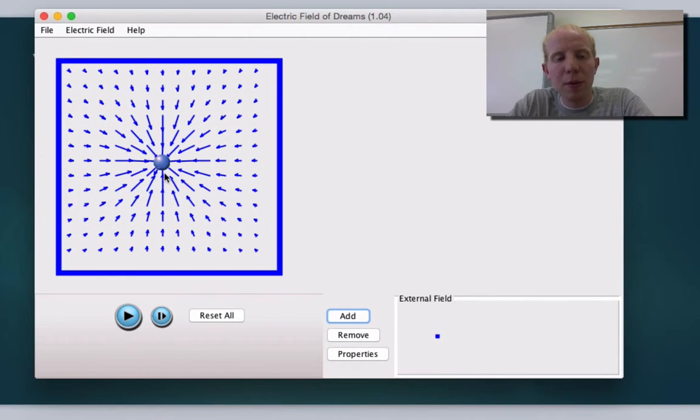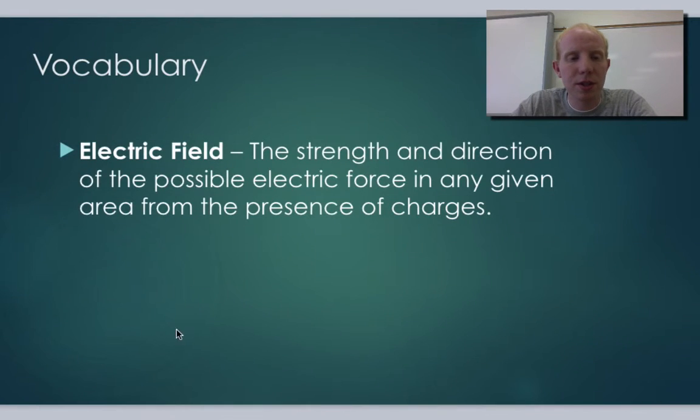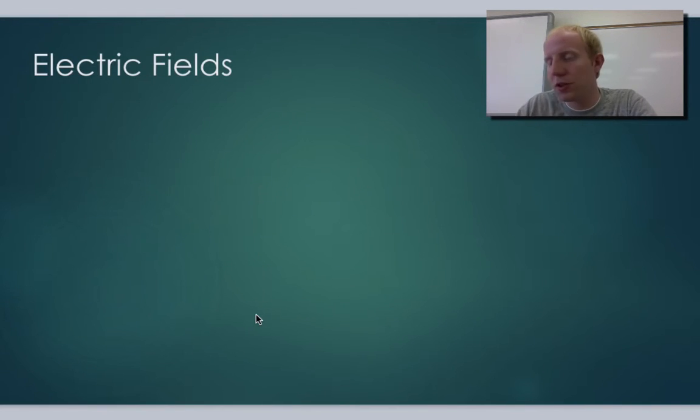Now you may be wondering, this is all great and dandy, but why is this useful? It seems like there's only two possible configurations. Well, it turns out that electric fields are most useful when we're trying to describe the interactions between charges.